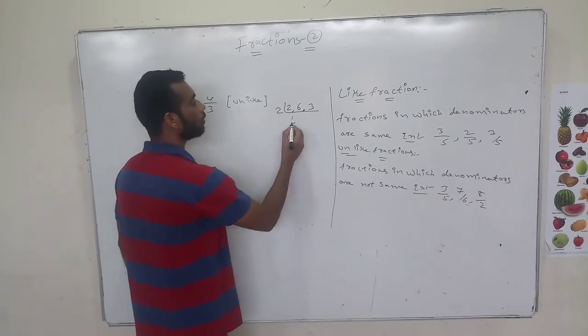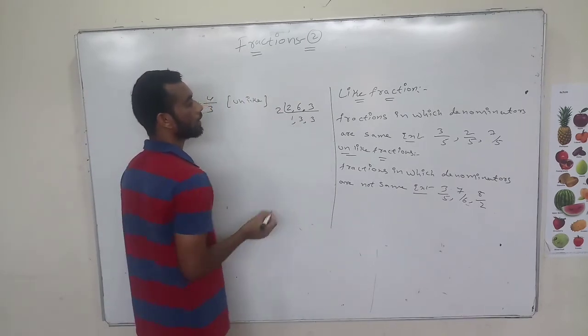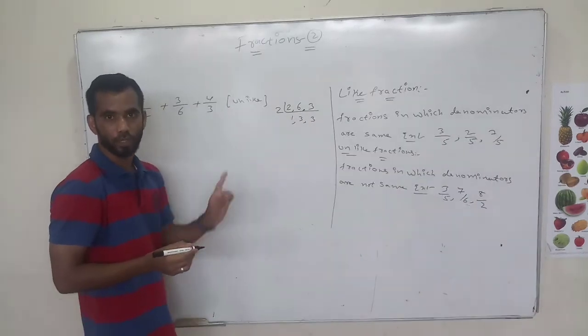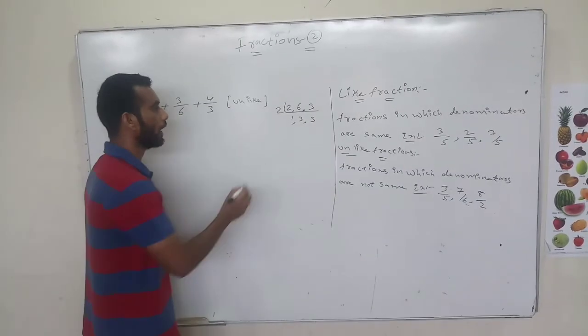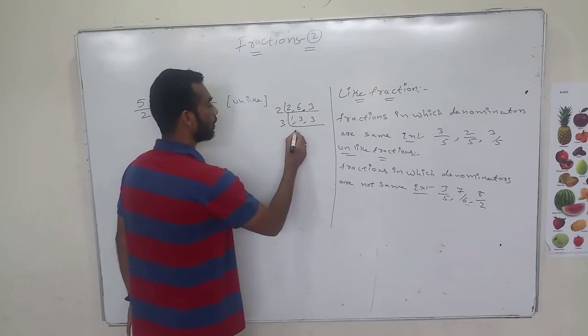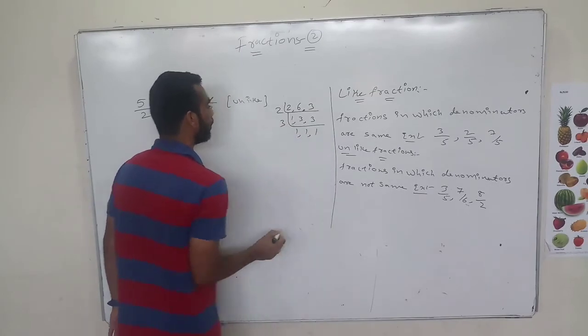2 1s are 2, 2 3s are 6, 3 as it is. It is not possible to do with the 2 with the 3. So 3 will be remaining as it is. Next, 3 1s are 1.